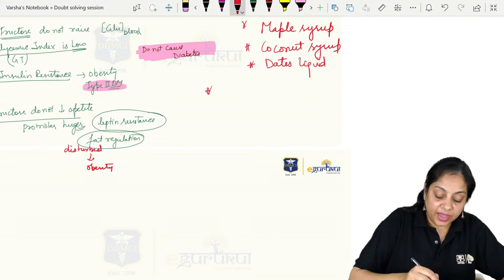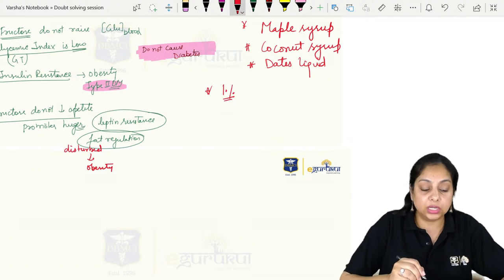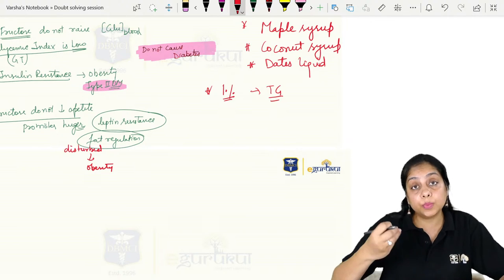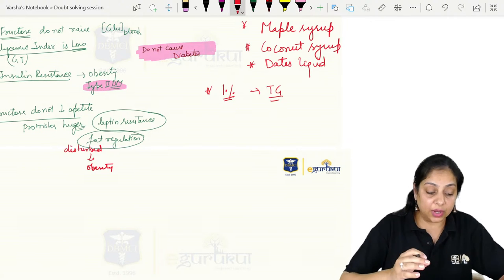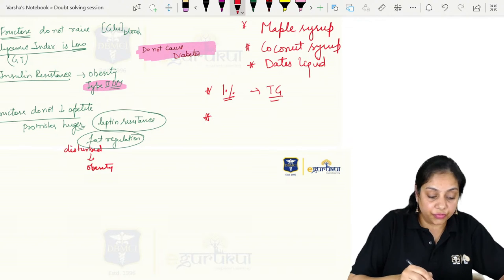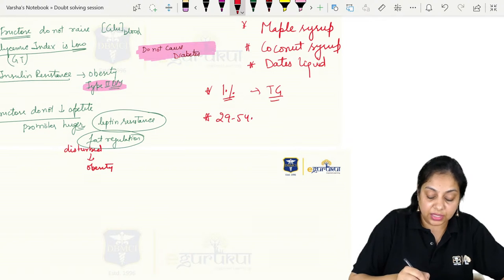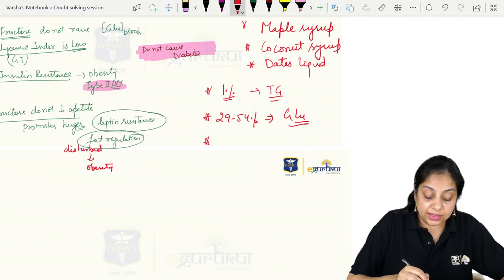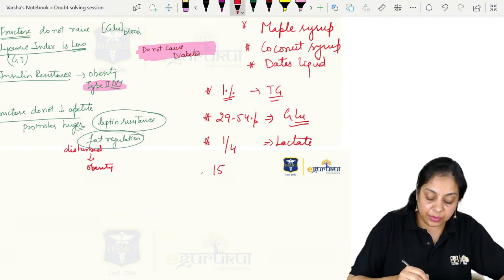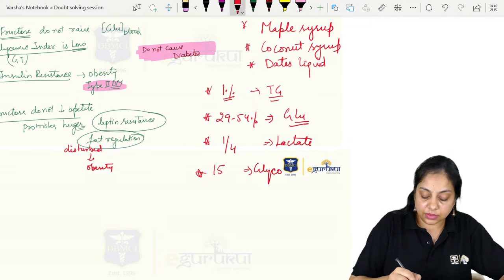Right, and there are a few more facts. Only 1% of the fructose is converted into triglycerides under normal conditions when you are eating. Excessive eating is going to lead to obesity, that is way too high a level. But in regular conditions, when you are eating just the right amount of fructose, 1% is converted into triglycerides. Approximately 29 to 54%, these are rough numbers, will be converted into glucose in the liver. A quarter is converted into lactate. And approximately 15% is stored in the form of glycogen.